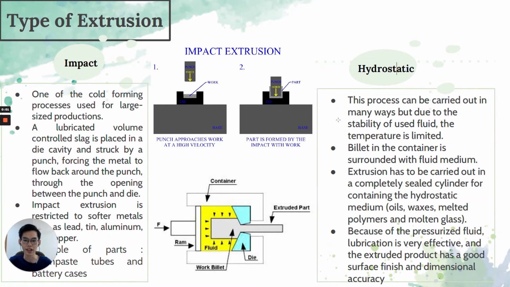For hydrostatic extrusion, the process is limited by the temperature. The billet in the container is surrounded by the fluid medium, and the extrusion is carried out in a completely sealed cylinder containing the hydrostatic medium. The extruded product has a good surface finish and dimensional accuracy due to the pressurized fluid and effective lubrication.